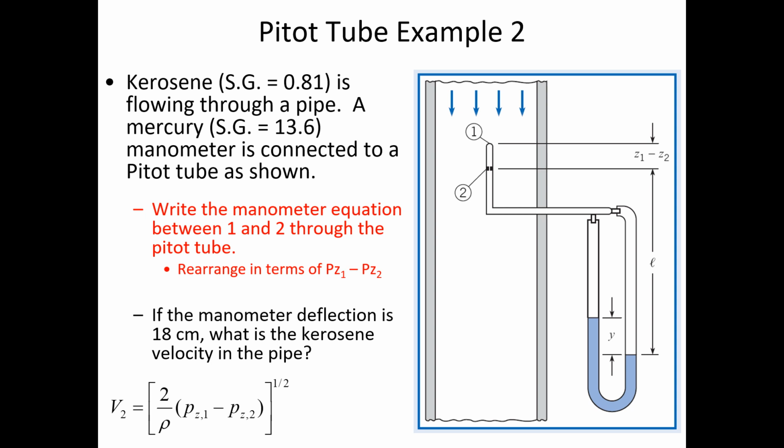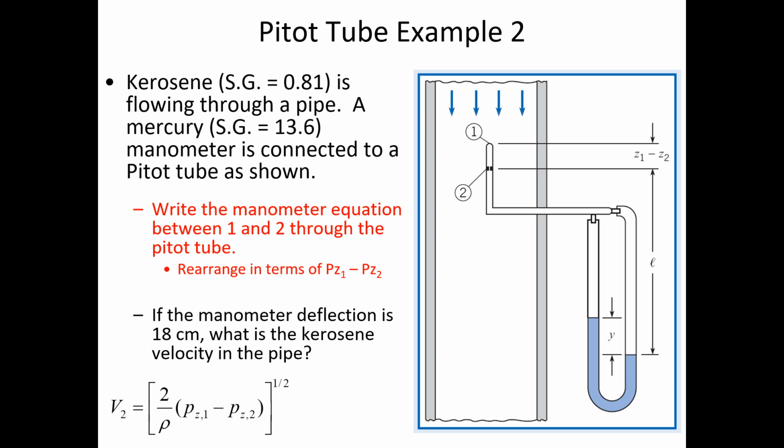And so if we put the change in piezometric pressure into the pitot tube equation, then we're going to be able to find out what is the flow velocity of the kerosene here. Because remember the pitot tube equation, this is basically differential manometer. And then the pitot tube equation that we're going to use is that V2 is 2 divided by the density times P sub Z1 minus P sub Z2. And then all of that is to the 1/2 power.